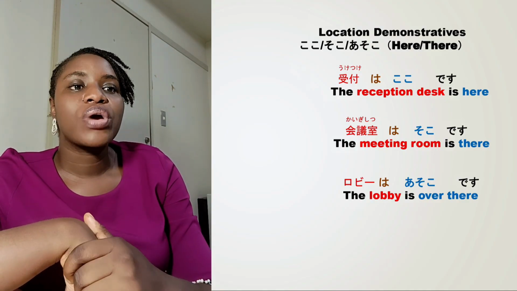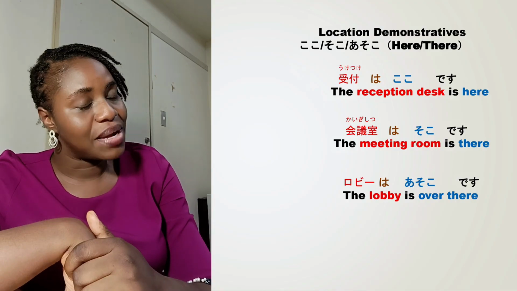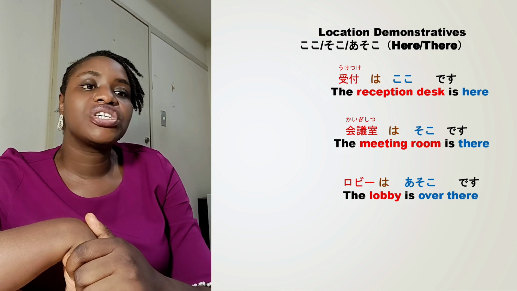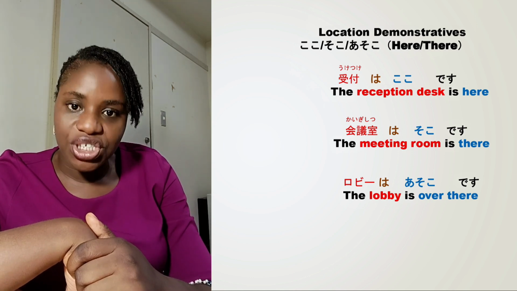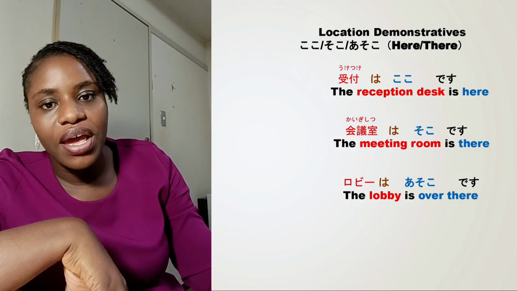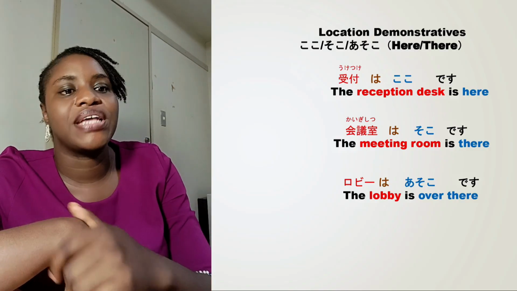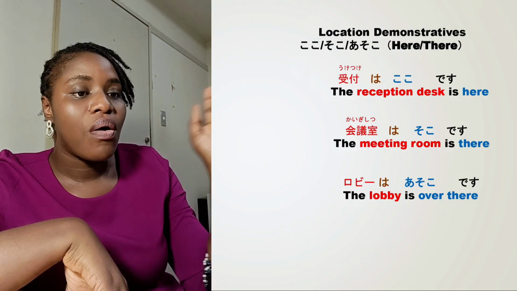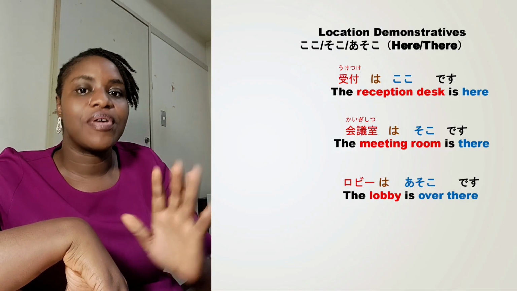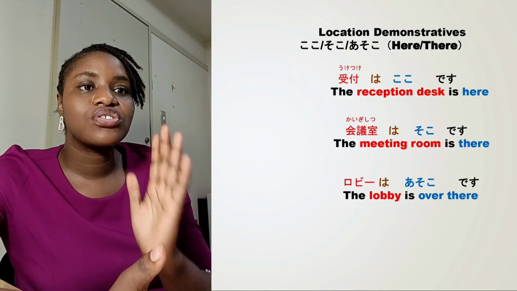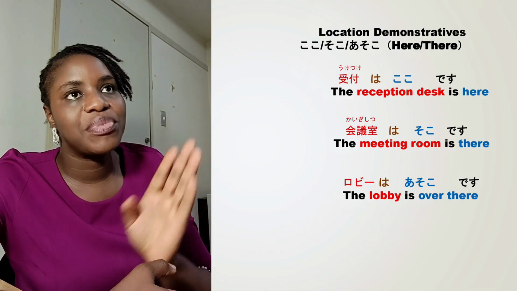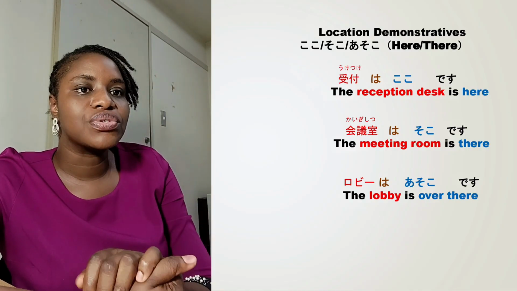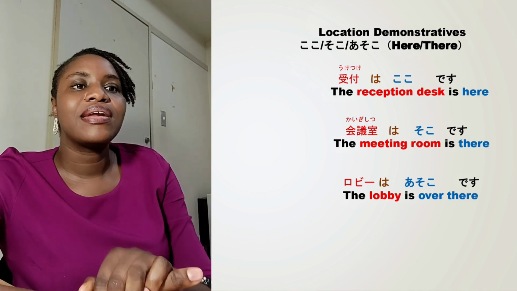So, tatoeba, uketsuke wa kochira desu. This time around, it's just polite. Uketsuke wa kochira desu. Or I can also still change it to kaigi shitsu wa sochira desu. It's like it's that way or it's there, for being very polite. Robi wa achira desu. It's that way. The lobby is that way, or the lobby is there if I'm being polite. So kochira, sochira, achira can mean two things. It either means the direction, or if I want to be polite for koko, soko, asoko, then we use kochira, sochira, and achira.